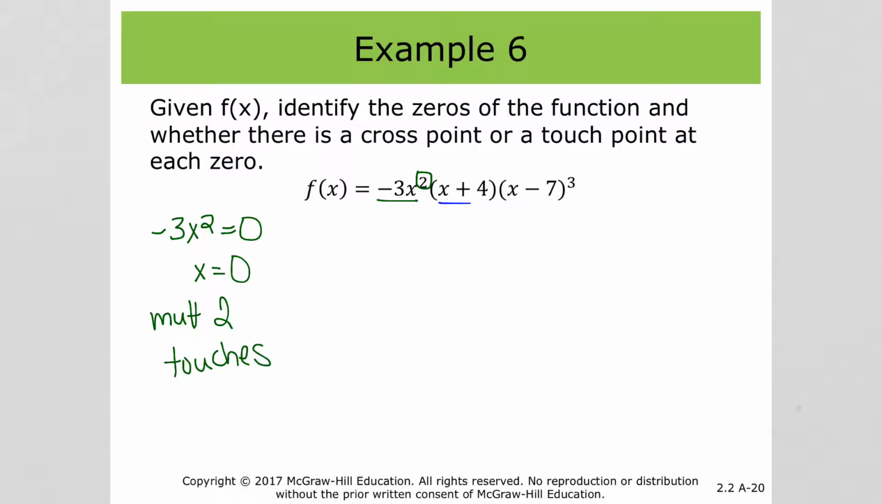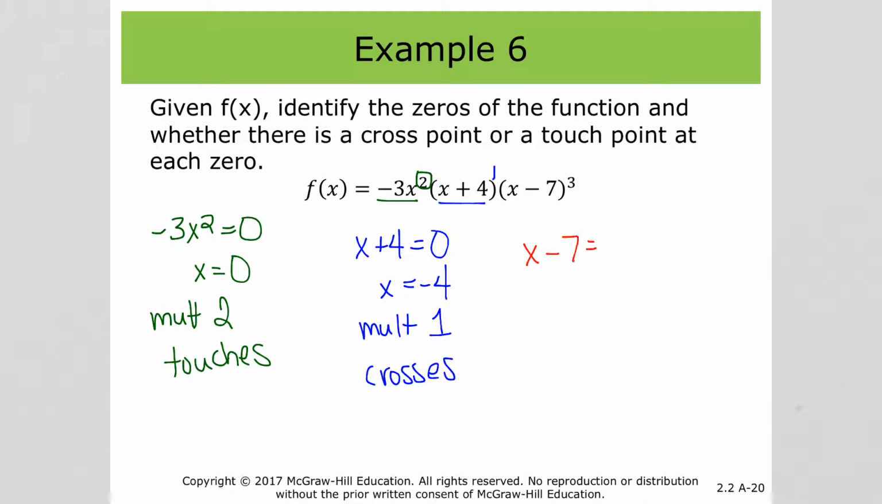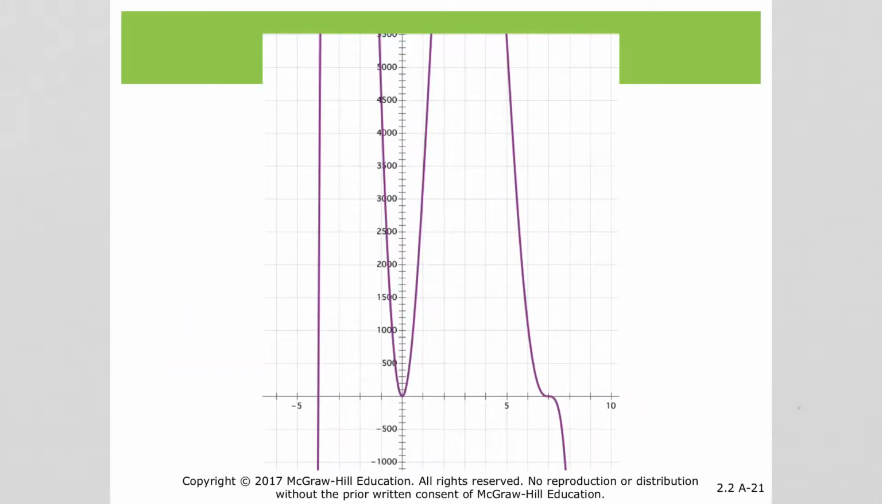x minus 4, its 0 is 4. It has a multiplicity of 1, and so that means it crosses because it has an odd multiplicity. And last, we have a 0 of 7. It has a multiplicity of 3, and since that's odd, it will cross. Okay. And we can see the picture right there.